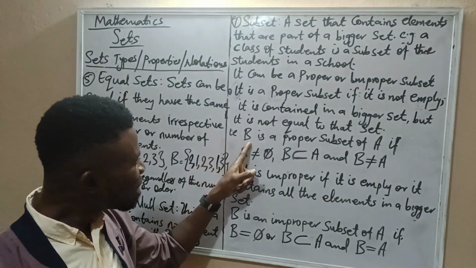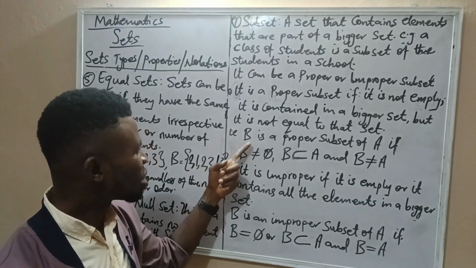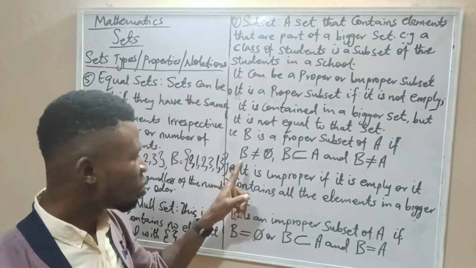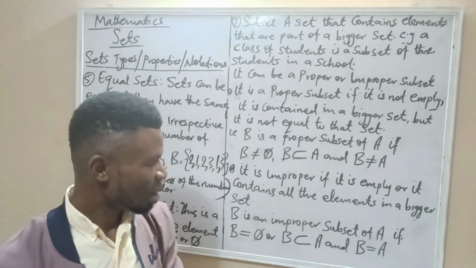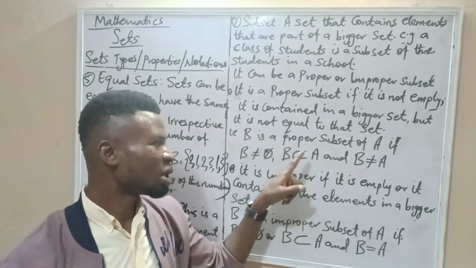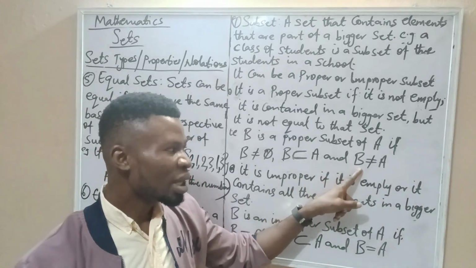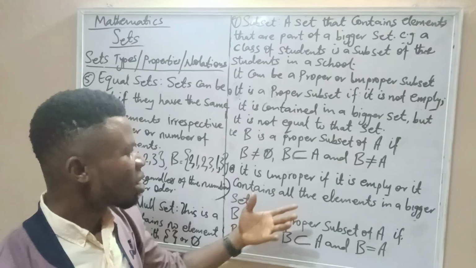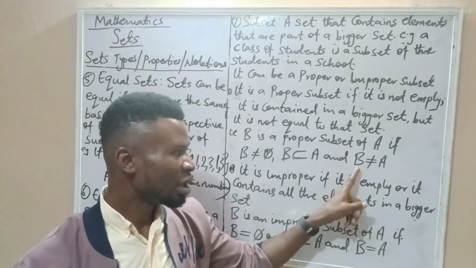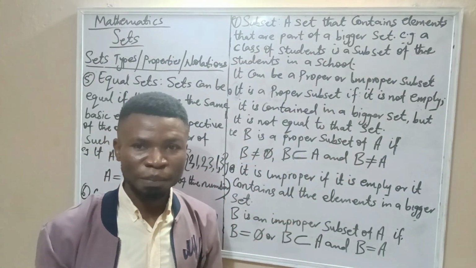That is B. We have set A as a bigger set, and then B can be considered a proper subset of A if, first of all, B is not empty. Secondly, B is contained in A. That means elements in B are contained in elements in A, and B is not equal to A. That means everything that is in A is not all in B. That is when we say that B is a proper subset of A.